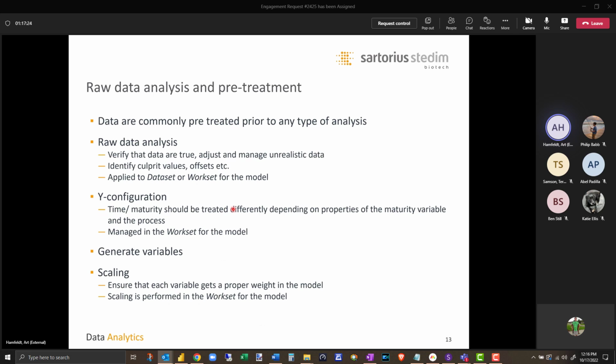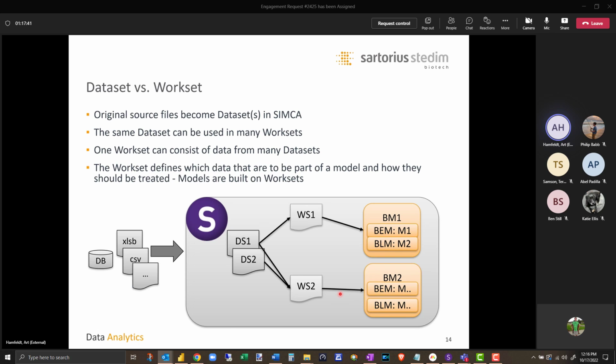Configuring the maturity. We talked briefly about that, but sometimes it's just trial and error there too. How to manage the work sets, generating variables. Like I said, we'll get to that. We'll get to Q summing right there. And we've already talked about how to scale the models.